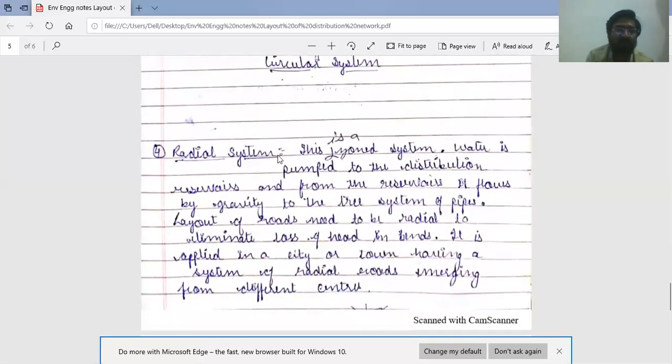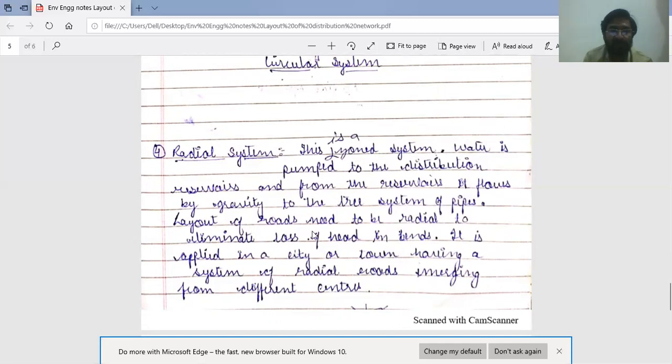And fourth system is radial system, or also known as zone system. Water is pumped to the distribution reservoir. First, water is pumped to the distribution reservoir or supply reservoir, and from the reservoir it flows by gravity to the tree system of pipes or branch pipes.